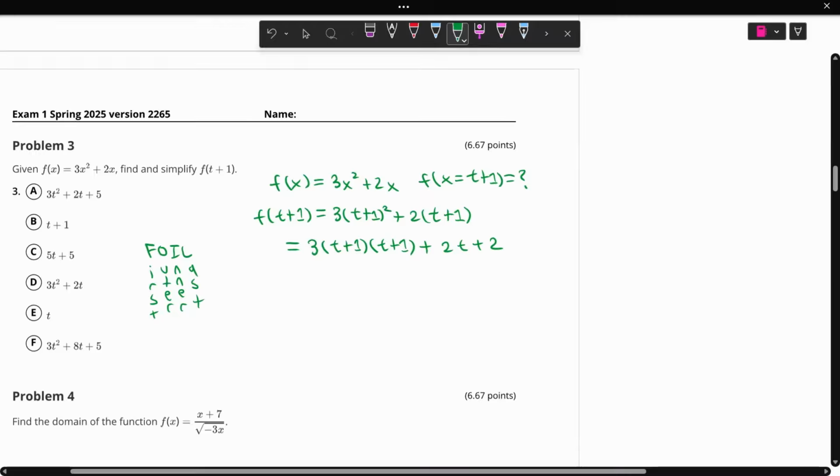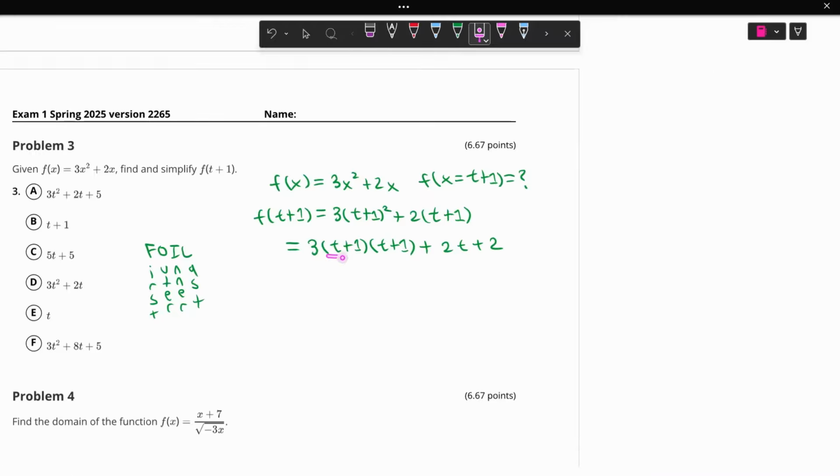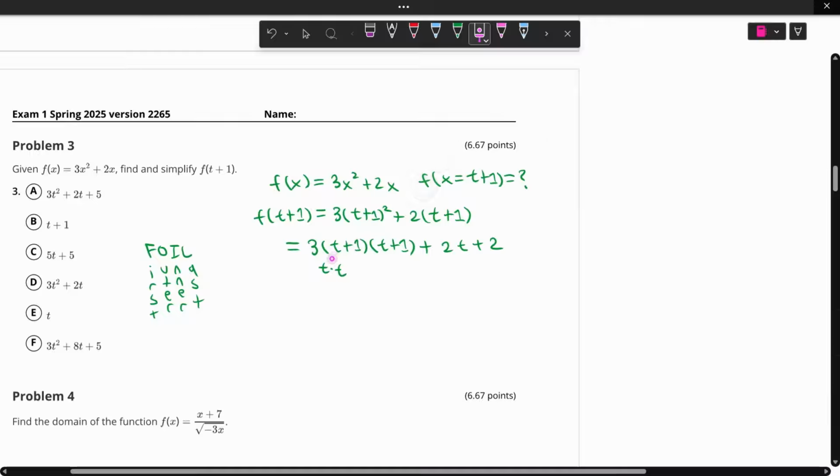And so what the first entails is multiplying the first numbers in the terms together, so t times t, and then adding a term where you multiply the outer terms together. So we have this outer term and this outer term. So you'd end up with plus t times 1.